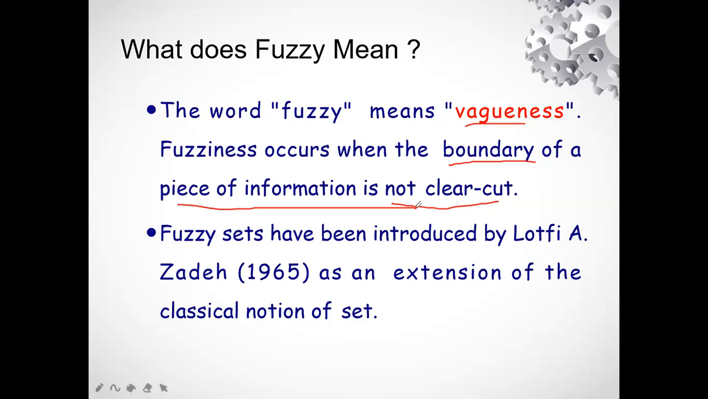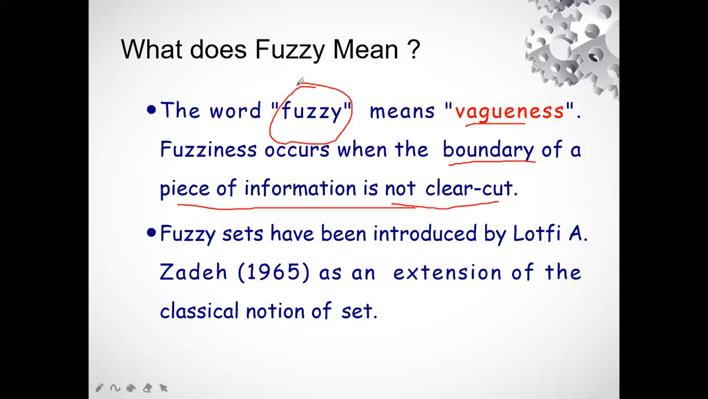I can say that he is not at all honest. He is somewhat honest. He is okay. Sometimes he seems to be honest and sometimes he is not. So it does not give you the clear cut answer. It does not have a clear boundary, clear cut information. So this is coming under the category of fuzzy. So this is how fuzzy is defined in simple terms.